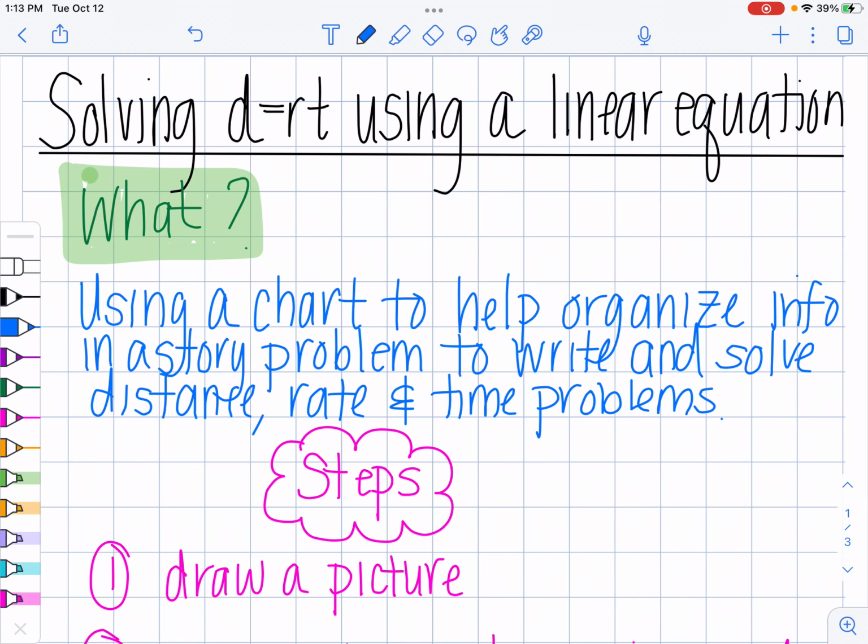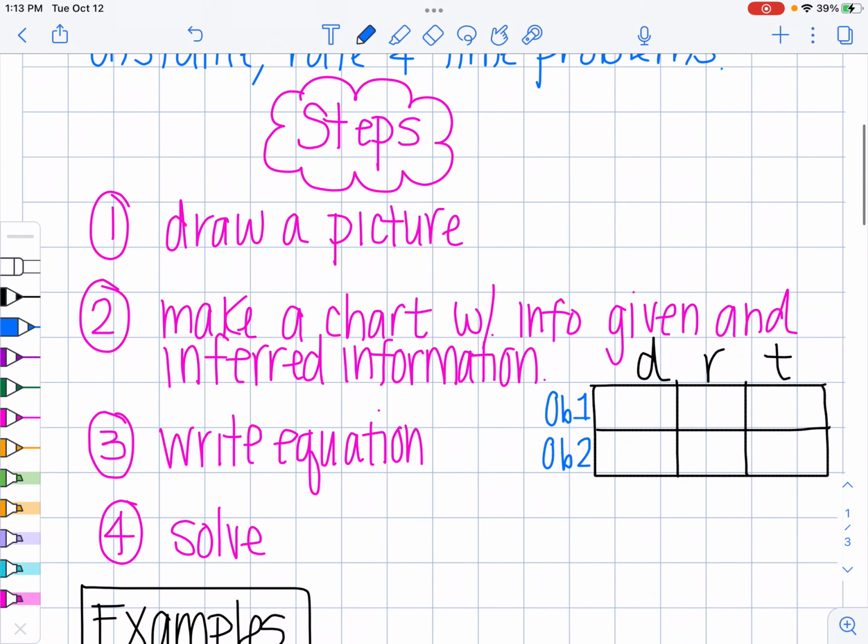So there's basically four general steps to do these. The first thing that you want to do is draw a picture. These kinds of problems usually involve two objects traveling. So two trains are leaving, or two boats are leaving, or two cars are leaving. So you want to draw a picture to help you visualize what the story problem is telling you, but it will also help you fill in your chart, which is step number 2.